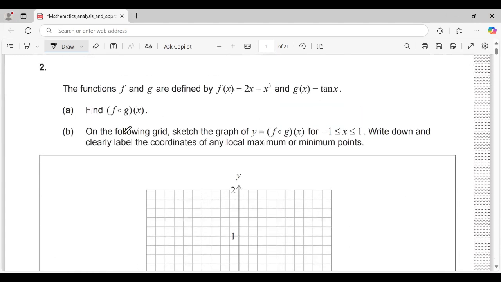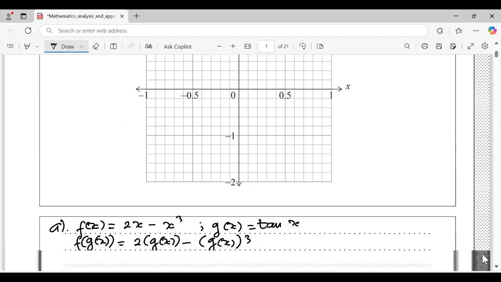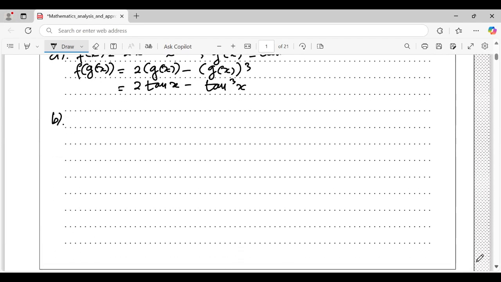The question is, on the following grid, sketch the graph of y equals the composite function f of g of x for x in the interval minus 1 to positive 1. Write down and clearly label the coordinates of any local maximum or minimum points. So we need to find the local minimums or local maximums.